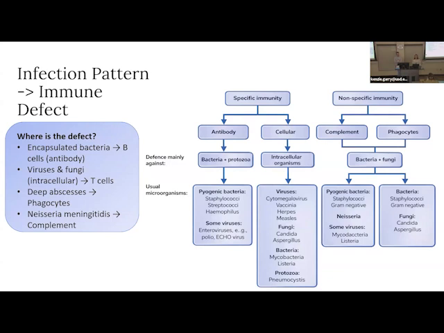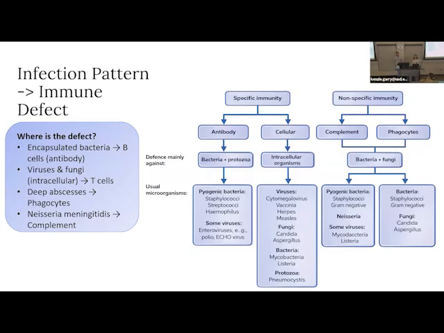I know this is really simplified, but we can look at it like this: if someone has encapsulated bacteria, we're going to think to ourselves, okay, B cells might be the primary defect. If they have more viruses and fungi, which are more intracellular infections, that's going to be more of a T cell defect. And down the road, if they have deep abscesses or extreme sepsis, we're going to think, okay, they probably have a phagocyte defect. And then the classic complement defect is terminal complement deficiency, which is going to be recurrent Neisseria.